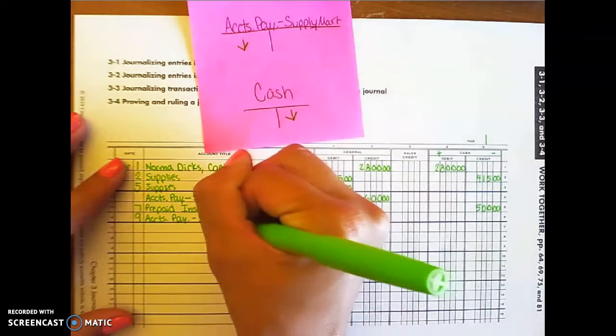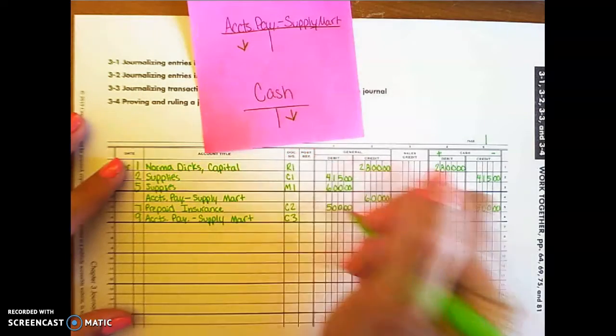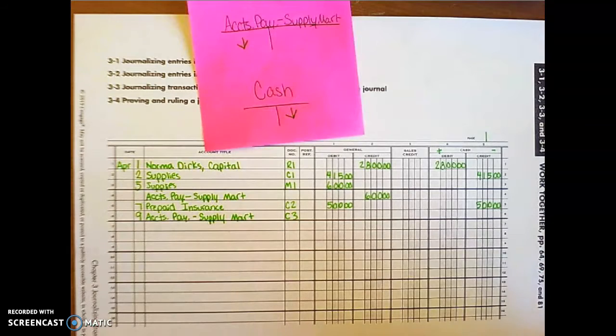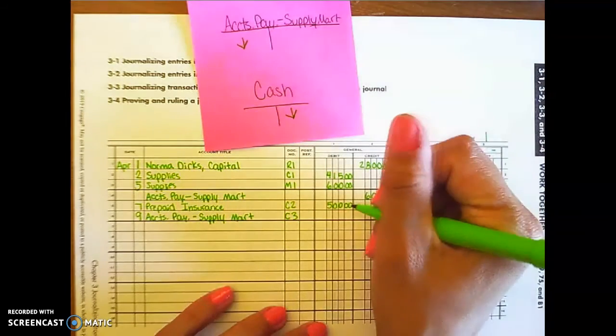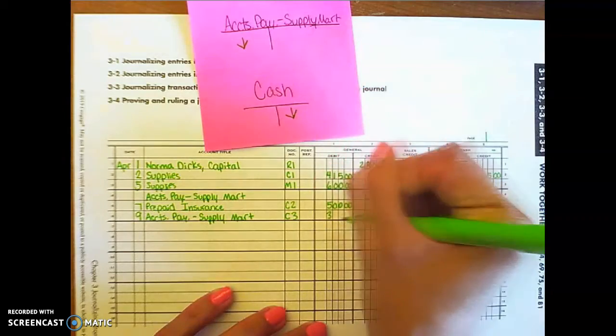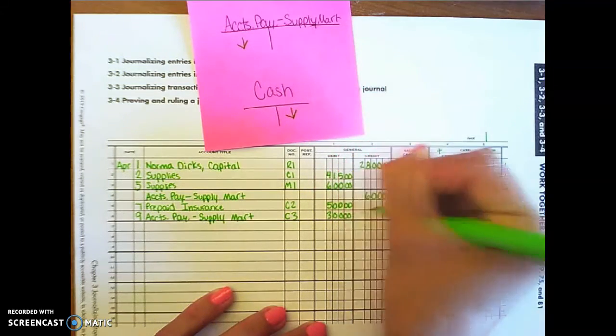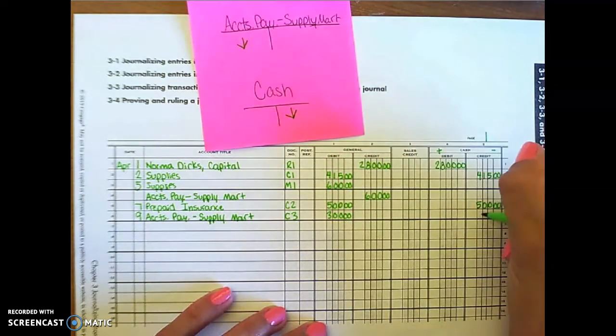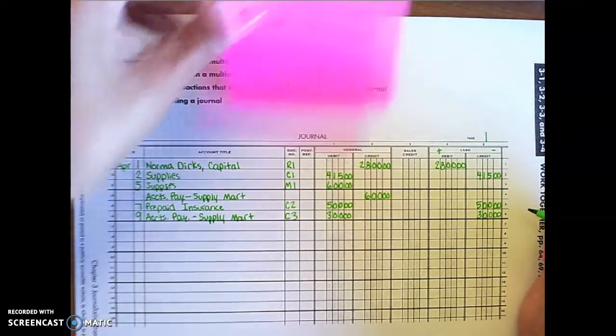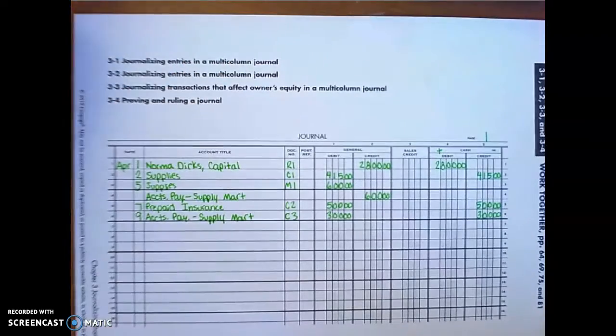These transactions are not new. We're just recording them in our journal now instead. And we're paying $300. That would be a general debit for accounts payable, Supply Mart, and then cash credit for $300. Remember, with every single transaction, we need a debit and we need a credit. They have to equal.